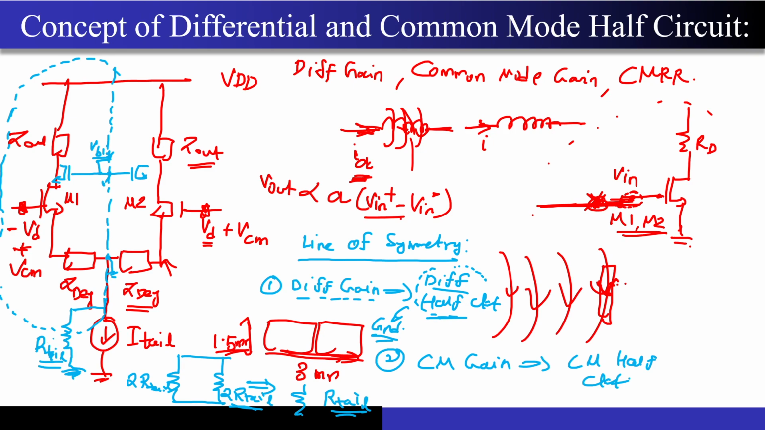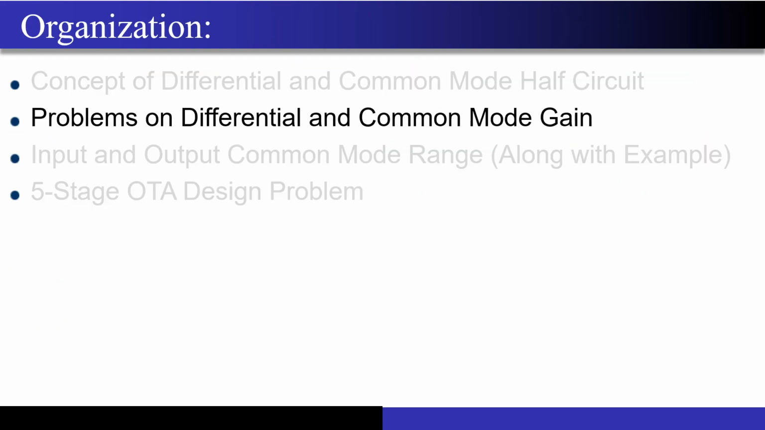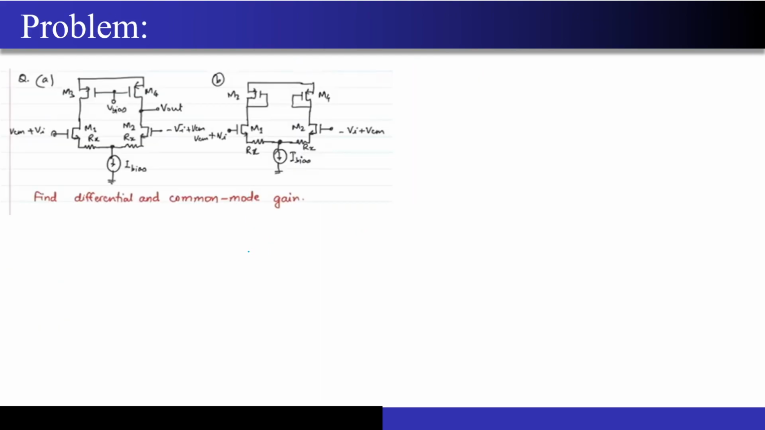Correct? And you know now that this R tail is one of the reasons why the common mode rejection ratio of the circuit is not infinite, and you will get a finite common mode rejection ratio. Correct? So this is the procedure that we are going to apply, and now we will be solving a few problems, so that this concept becomes extremely crystal clear to all of us. So now let me move on with the problems.